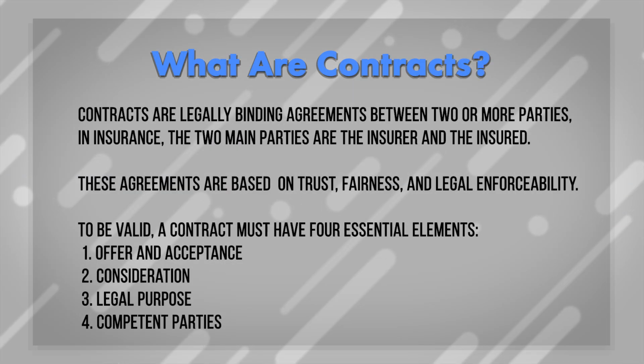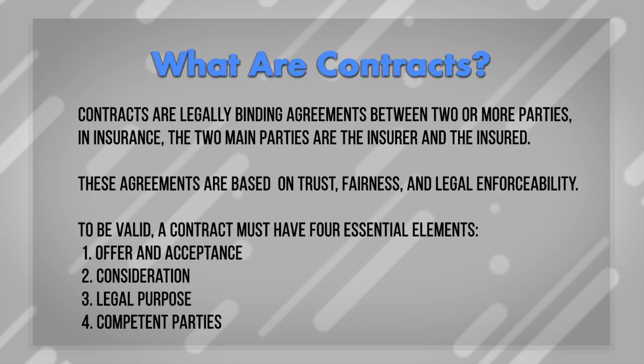Contracts are legally binding agreements between two or more parties. In insurance, the two main parties are the insurer and the insured. These agreements are based on trust, fairness, and legal enforceability. To be valid, a contract must have four essential elements: offer and acceptance, consideration, legal purpose, competent parties.